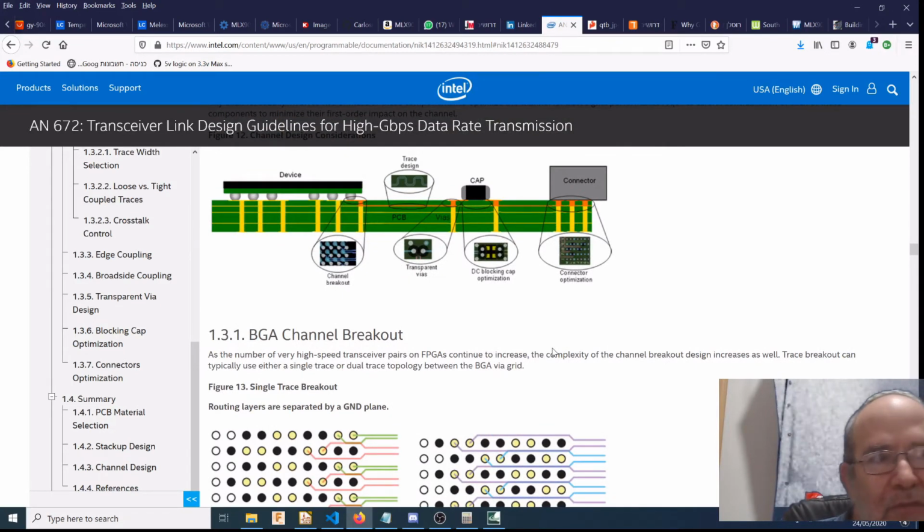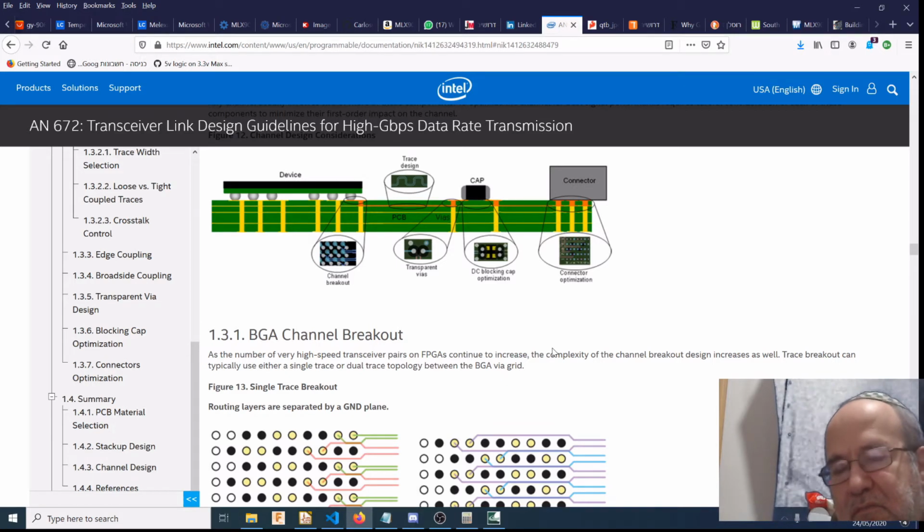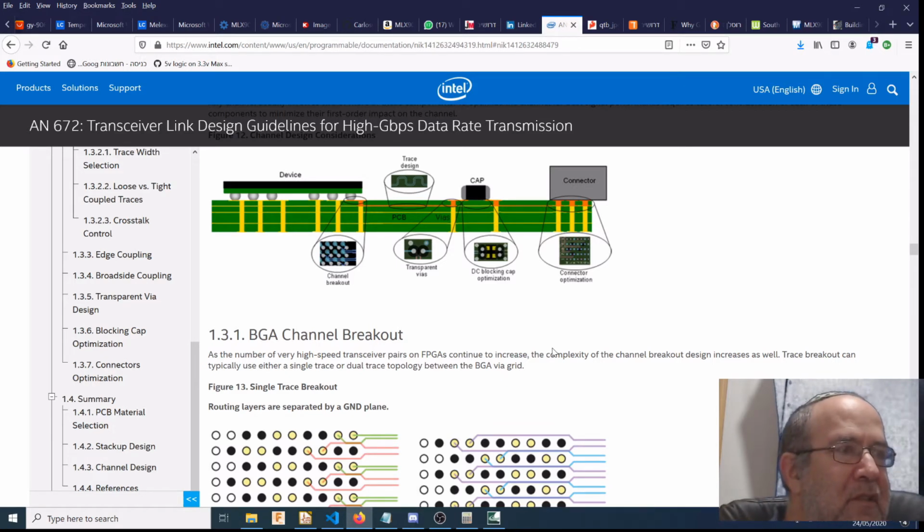This type of fan out is only practical on relatively large BGAs, because the smaller the BGA gets, the less space you have between the pads, and sometimes you're not going to have space to put in a via. Okay.